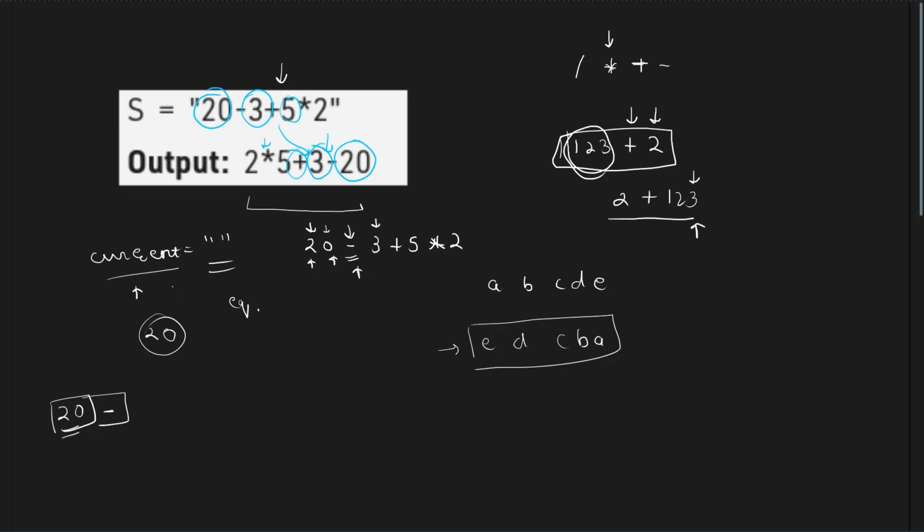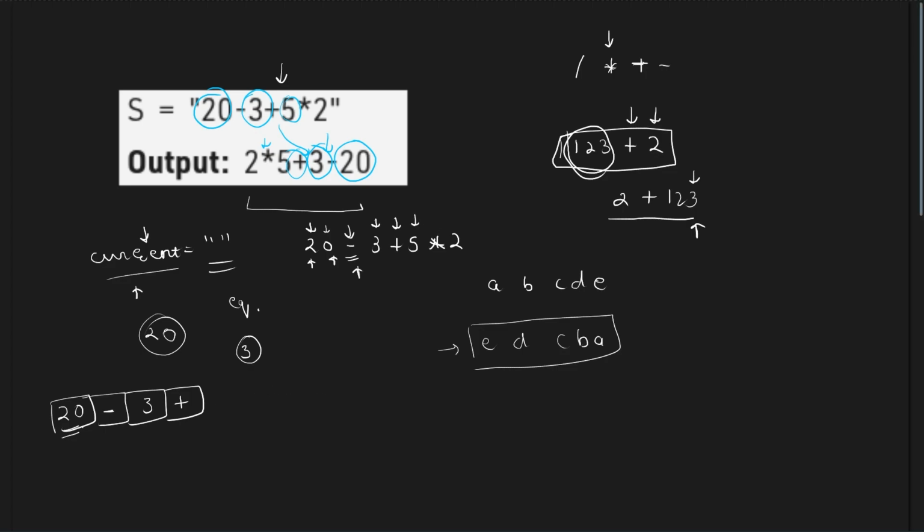Now I encounter the next character. It is a digit, so my current will be 3. Now I encounter the next character. It is an operator. So whatever was in the current string, I will push back into my vector, right? And then I push back the next operator. Then I set my current as empty, and again I move on to the next character.